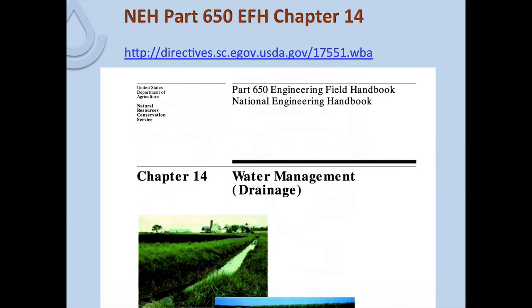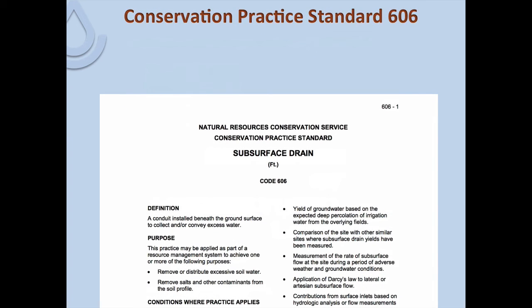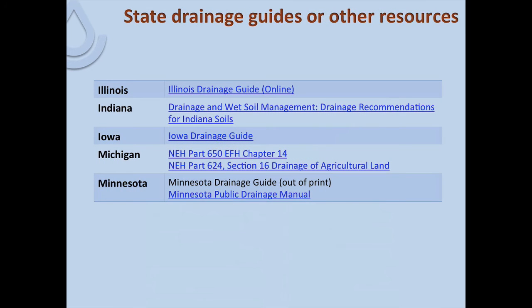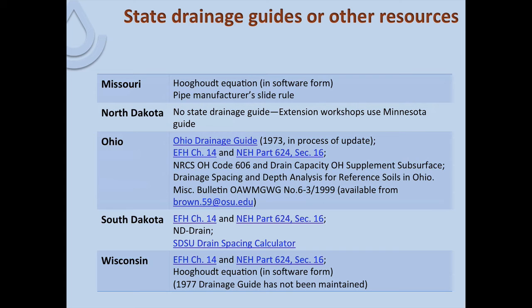Some NRCS references then related to drainage design are Part 650, Chapter 14 of the Engineering Field Handbook related to water management and drainage. Part 624, Section 16 of the National Engineering Handbook on Drainage of Agricultural Land. Conservation Practice Standard 606 that we referred to a few times already. State drainage guides or other resources, and so a table here by state of drainage resources used by those individual states, and so shown here Illinois, Indiana, Iowa, Michigan, and Minnesota. And now for Missouri, North Dakota, Ohio, South Dakota, and Wisconsin.